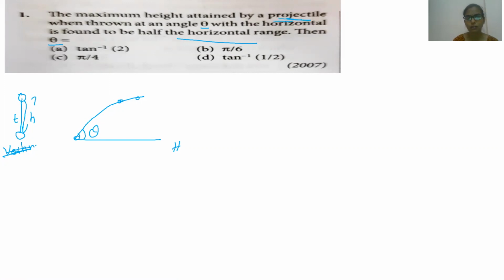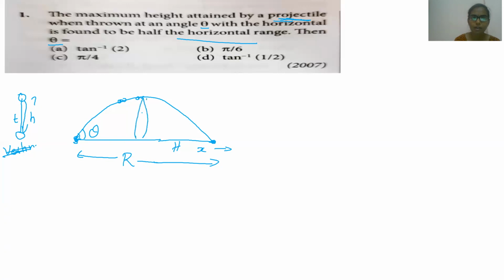The body which is thrown at some angle to the horizontal, not zero degrees or 90 degrees, that body we call a projectile. When you throw this body, it takes a parabolic path, and the distance it covers from the initial point to the final point is what we call the range. Range means how much distance the body travels in the horizontal, along the x-axis. And the maximum height the body reaches along the y-axis is what we call H maximum, the maximum height attained by this projectile from the ground.